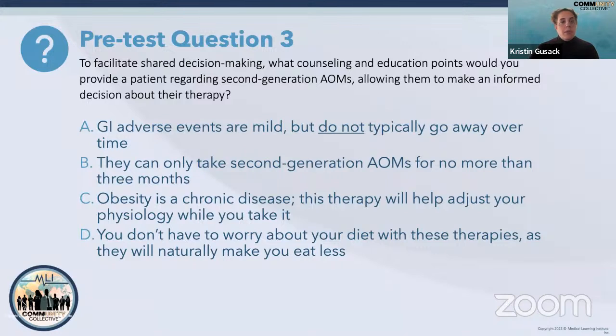Great, thank you. And pre-test question number three. To facilitate shared decision-making, what counseling and educational points would you provide a patient regarding a second-generation AOM, allowing them to make an informed decision about their therapy?